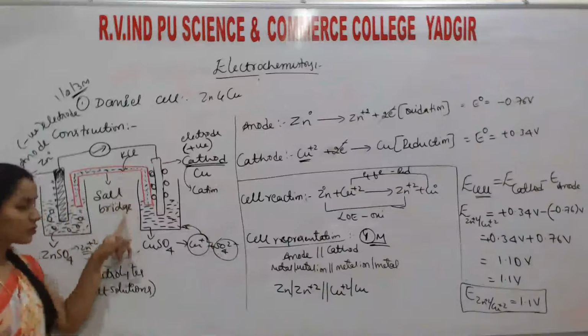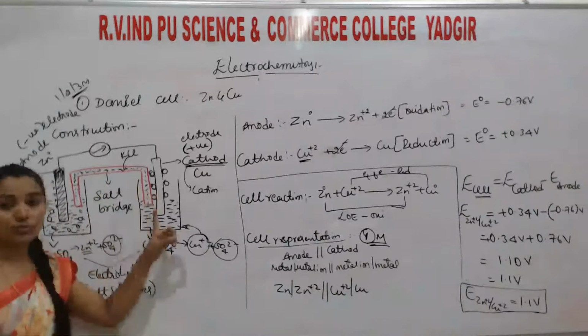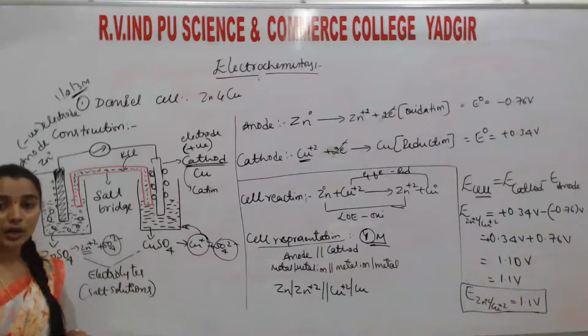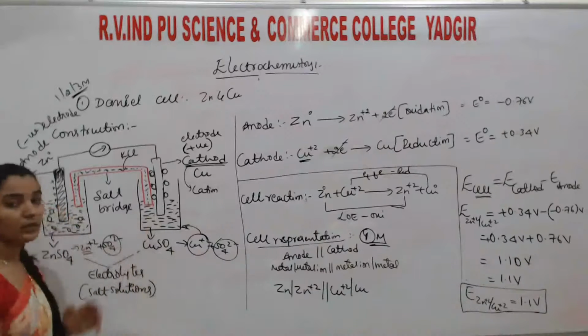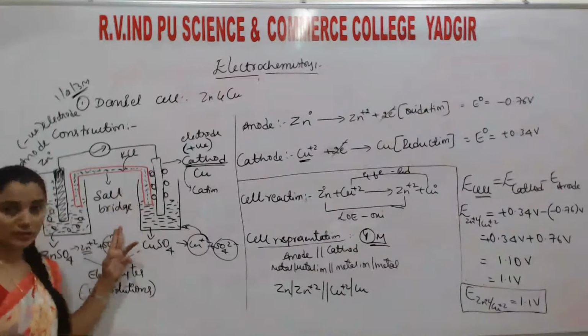Electrode, salt bridge. What is the use of salt bridge? It helps us to transfer electrons. It helps us to maintain electrical neutrality. It interconnects the two systems. Understand? That is the function of the salt bridge.